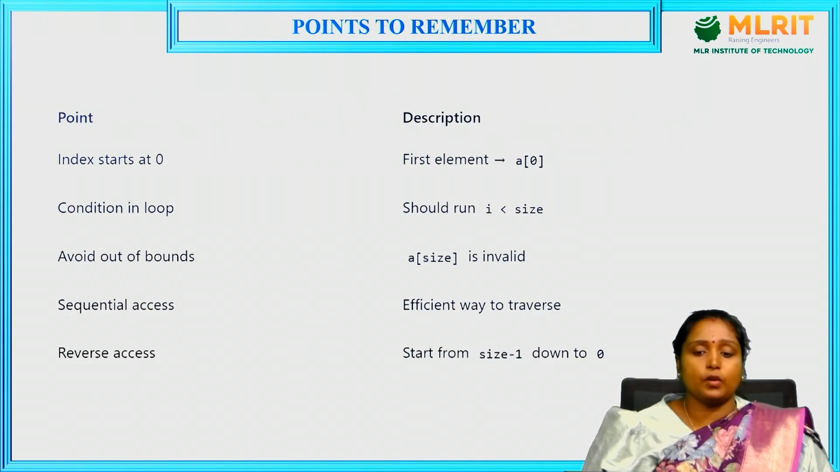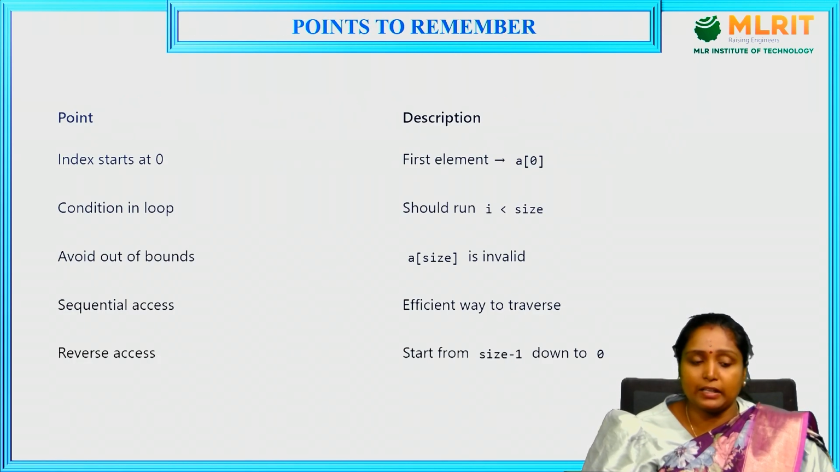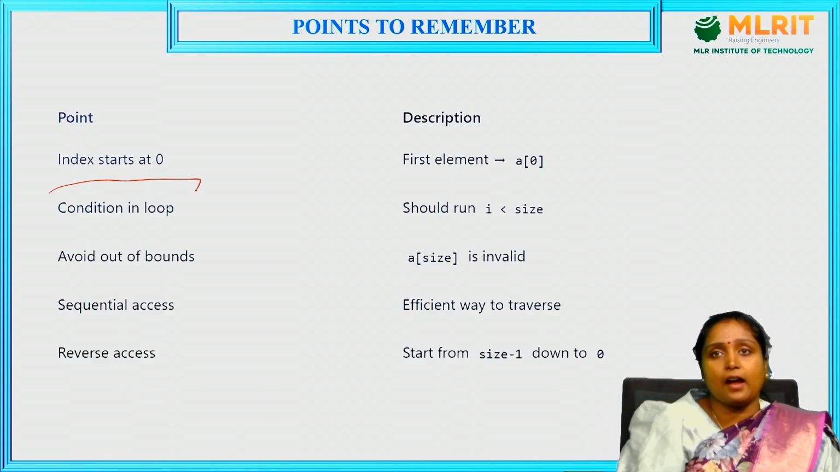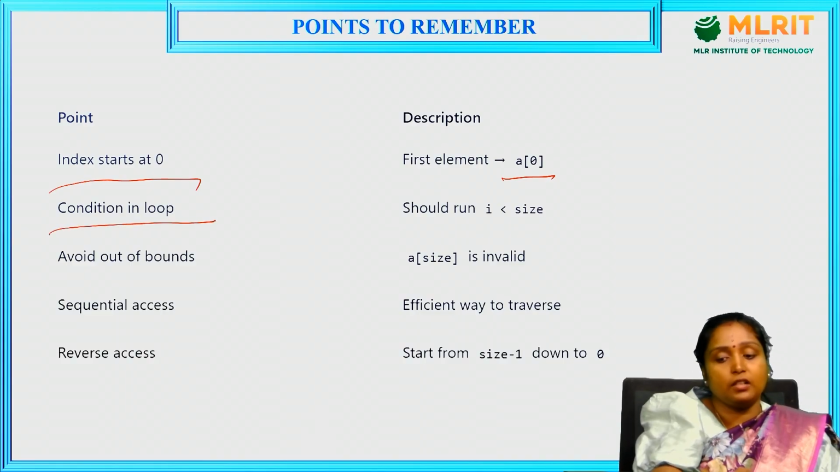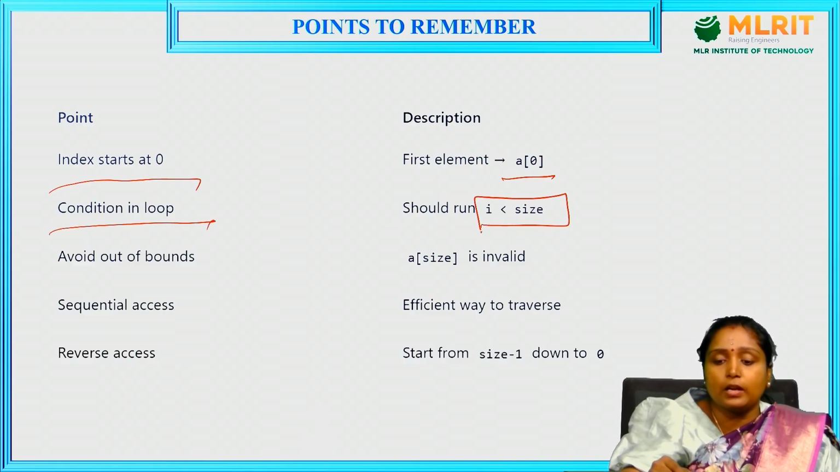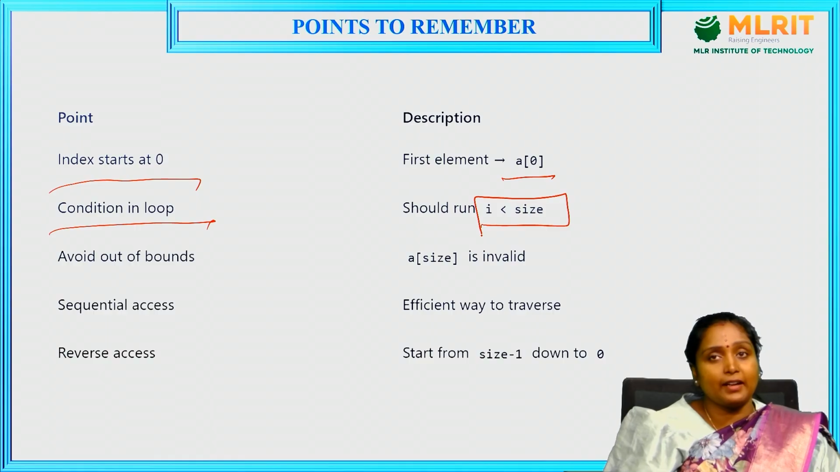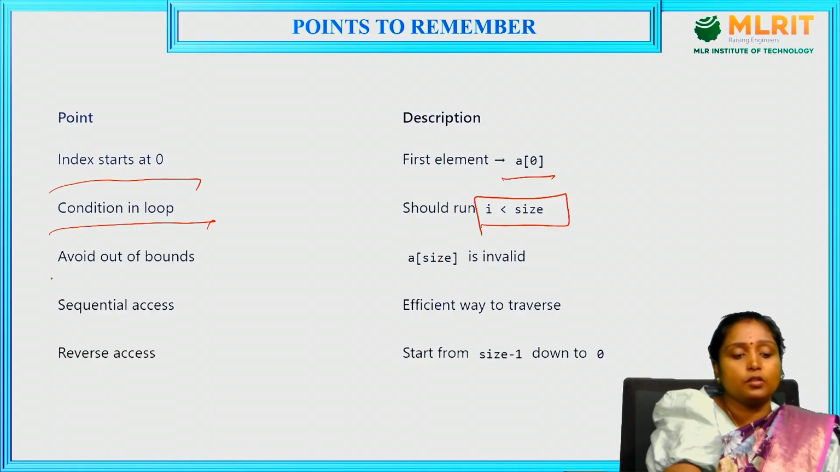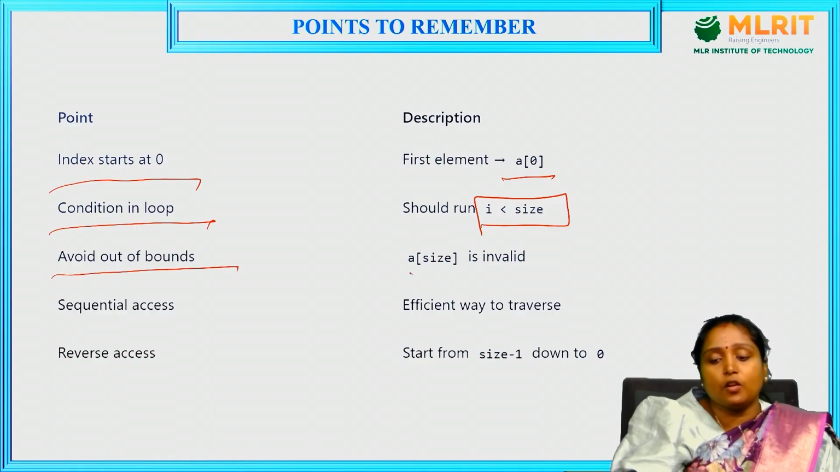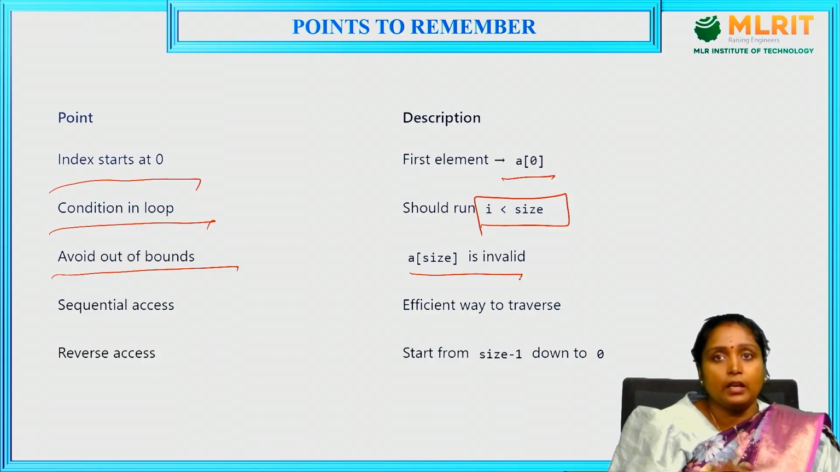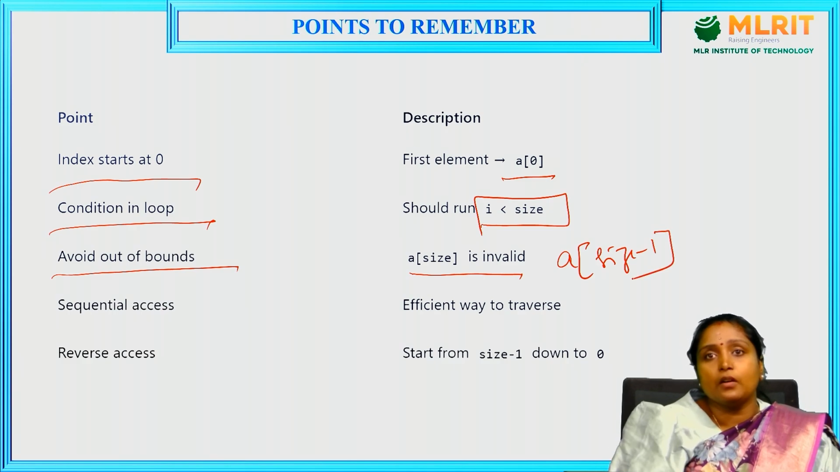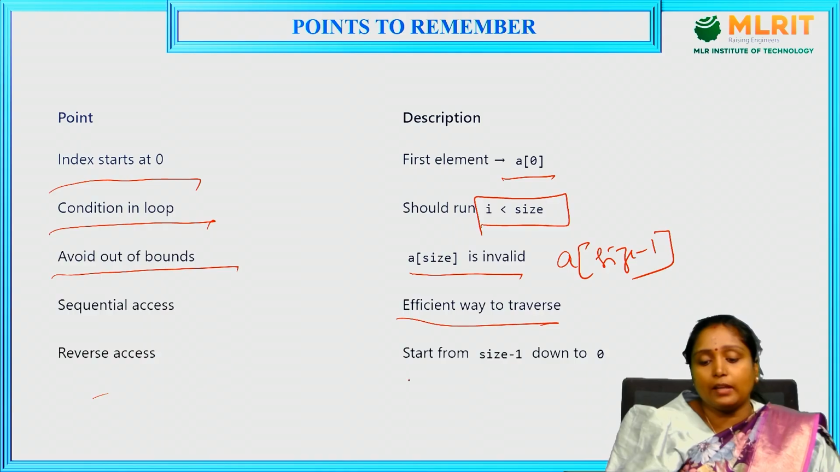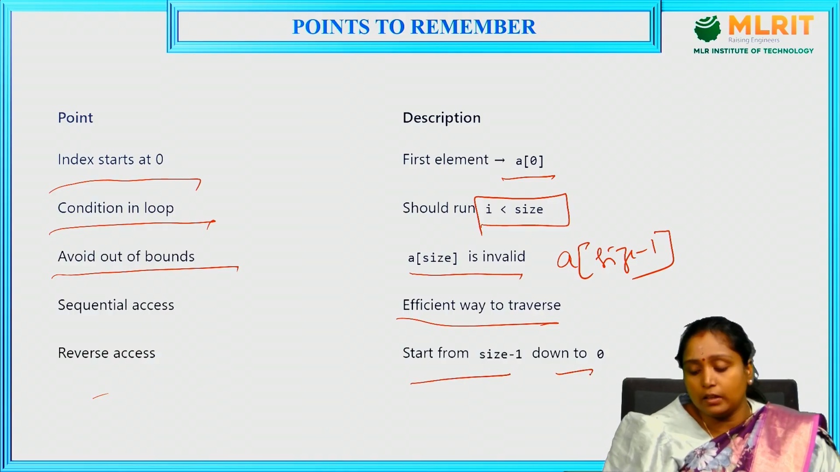So what are the points to remember for one-dimensional arrays? Index always starts with 0, so the first element is a of 0. In the loop condition, you must write I less than size. You should not write I less than or equals size, to avoid going out of bounds; a of size is invalid here. You can write a of size minus 1. Sequential access is an efficient way to traverse. For reverse access, you have to start from size minus 1 to 0.